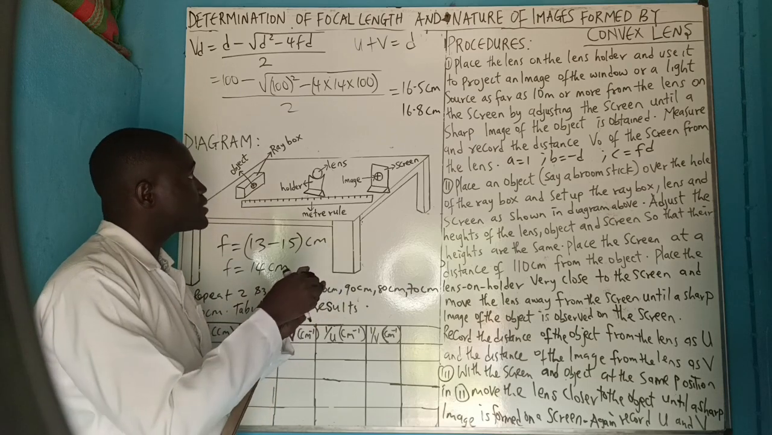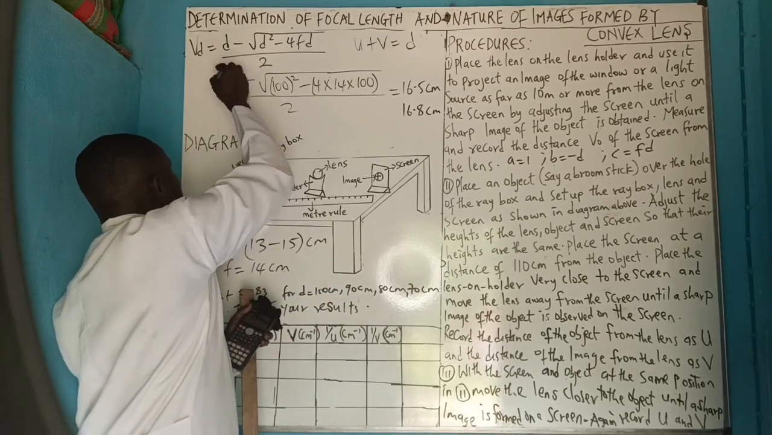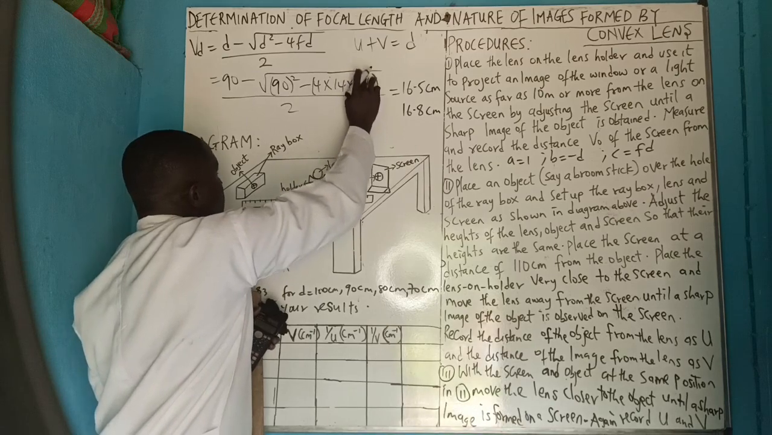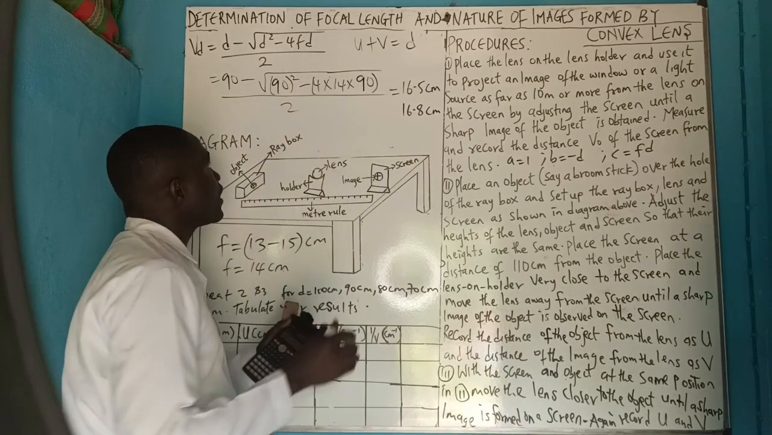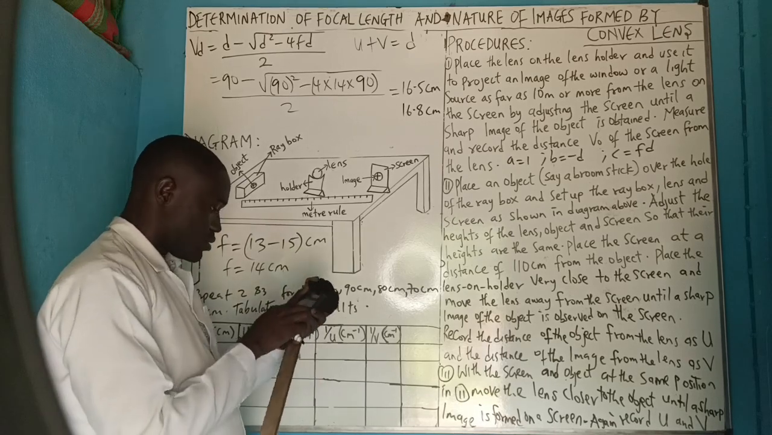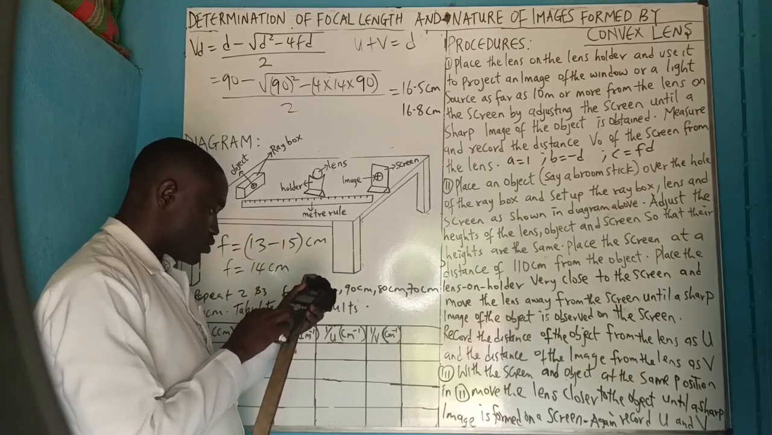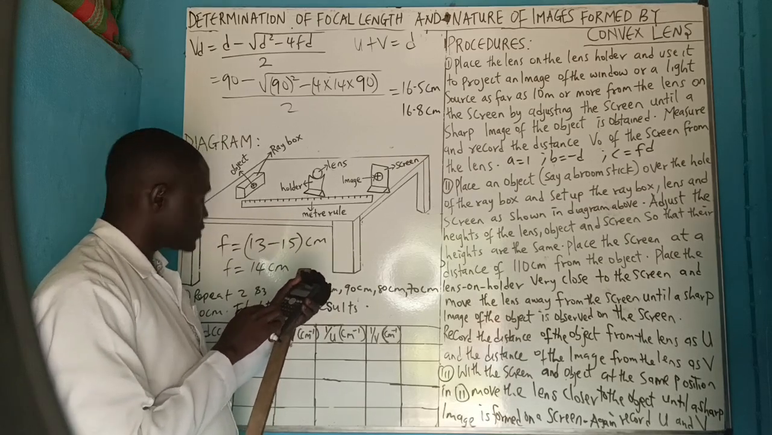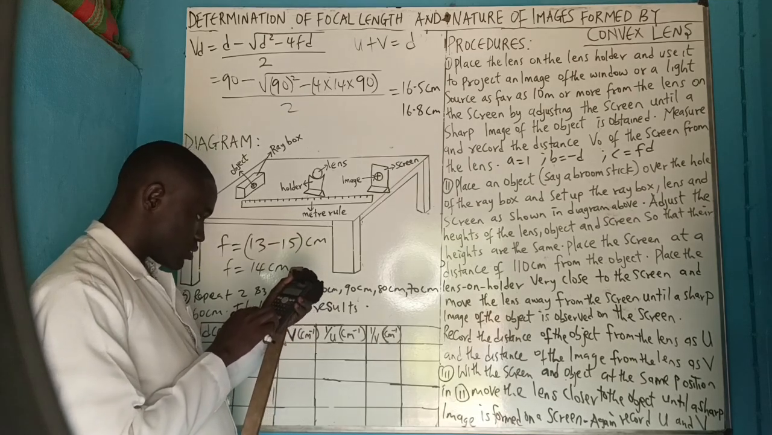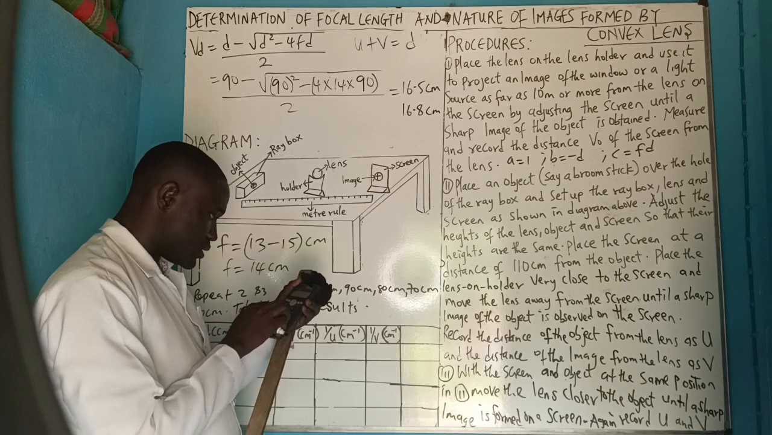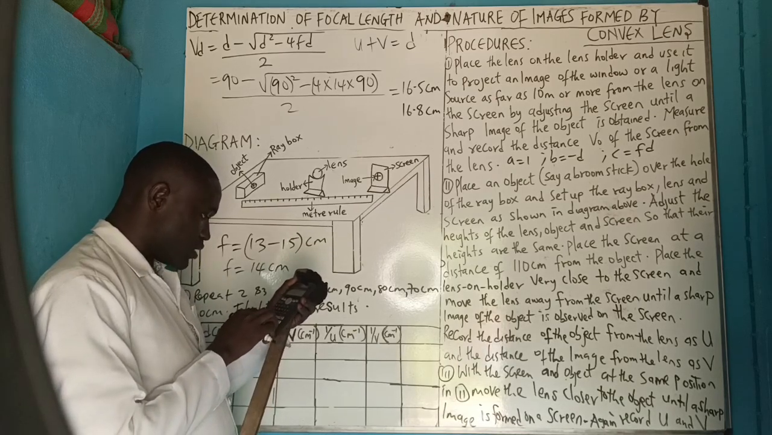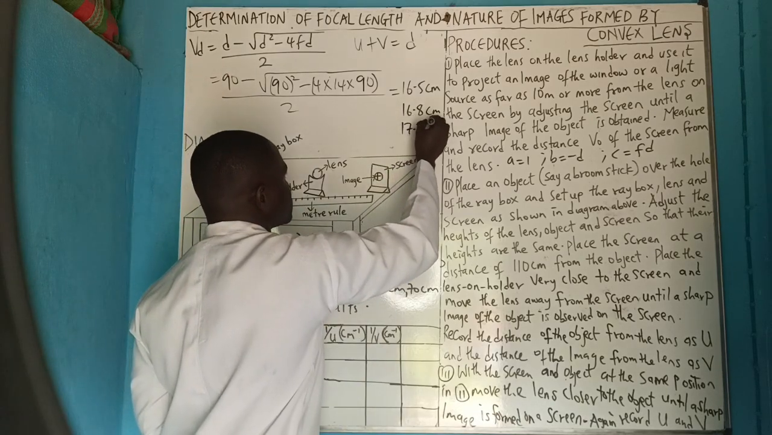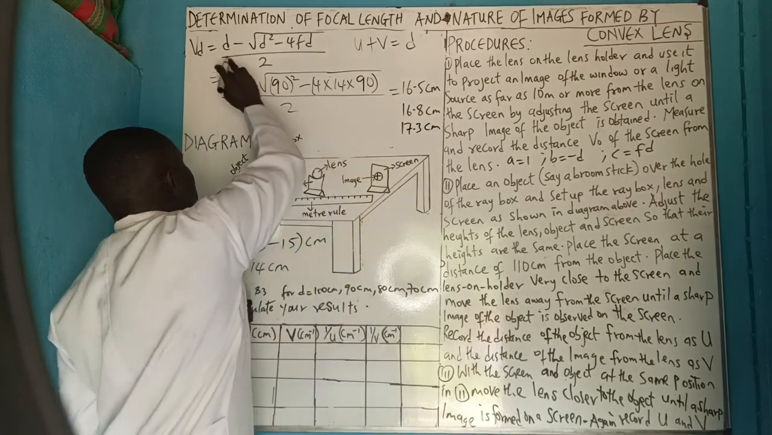We say that we have to change here to 90. Change here to what? 90. Change here to what? 90 according to the formula. Okay? 90 minus square root bracket 90 squared minus bracket 4 times 14 times 90 divided by 2. You have 17.3 cm.